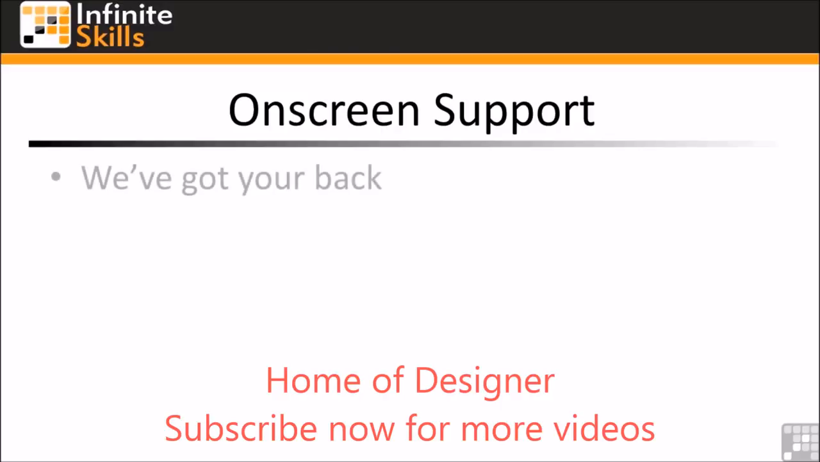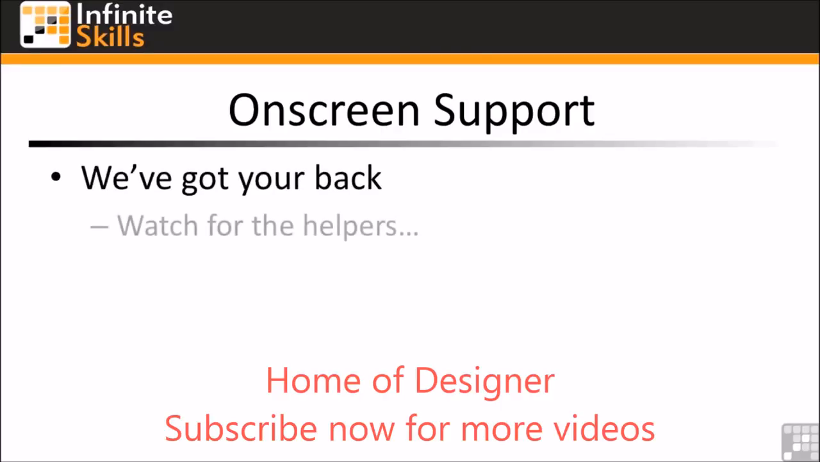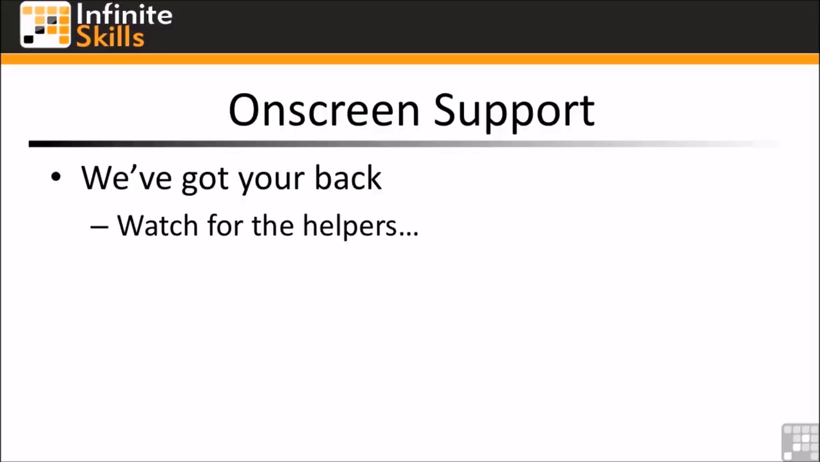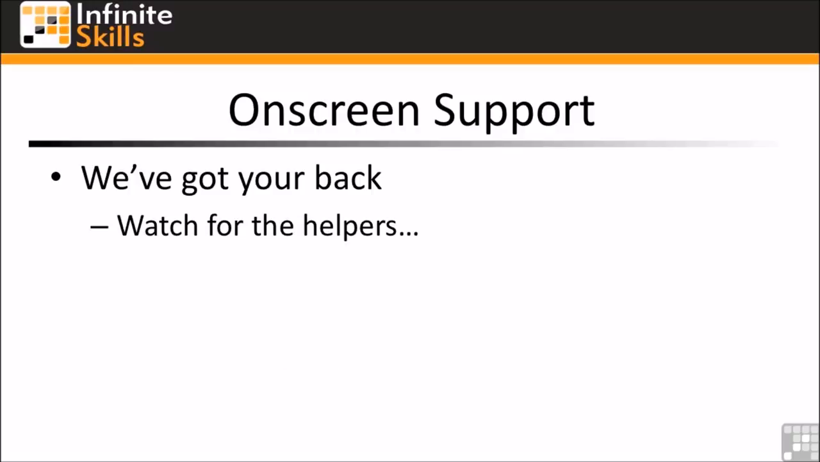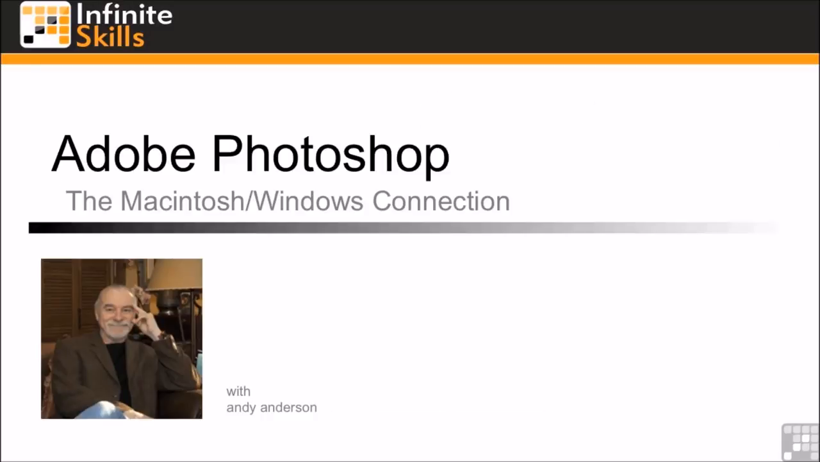On-screen support. Tell you what, we got your back. Watch for the helpers. Well, for example, I tell you to press Command-Option-D. Now, that would be the way I would do it on a Macintosh, but in Windows, it would be Control-Alt-D. You'll see something like this come up to help you out. If it's just a single press, for example, the letter D on your keyboard when pressed in Photoshop will default your foreground and background colors to black and white. You'll see something like this come up. We got your back here. We're going to help you out as much as possible putting all of this together.